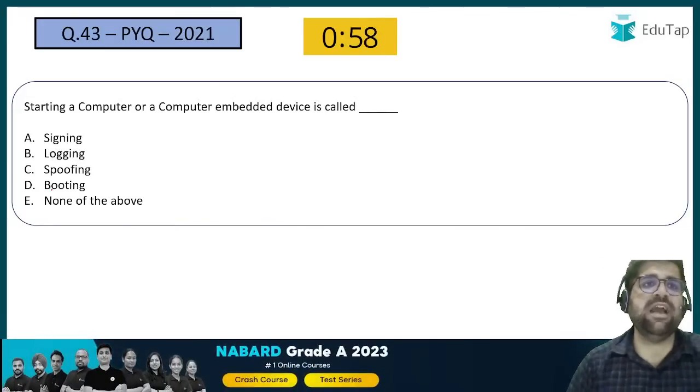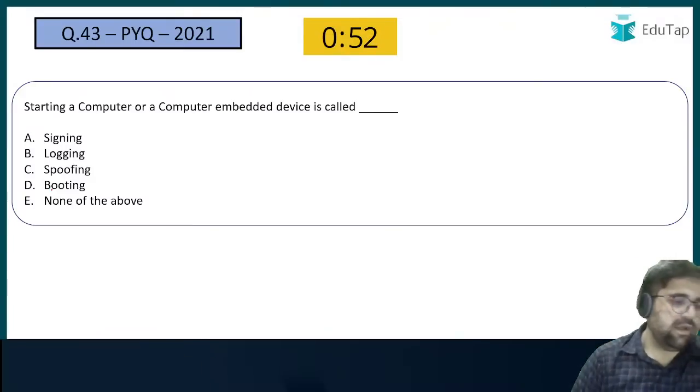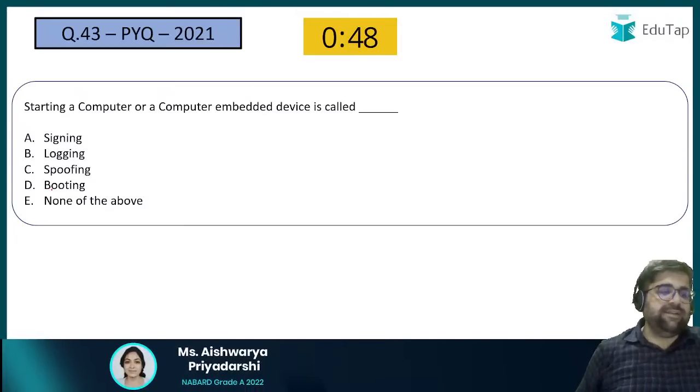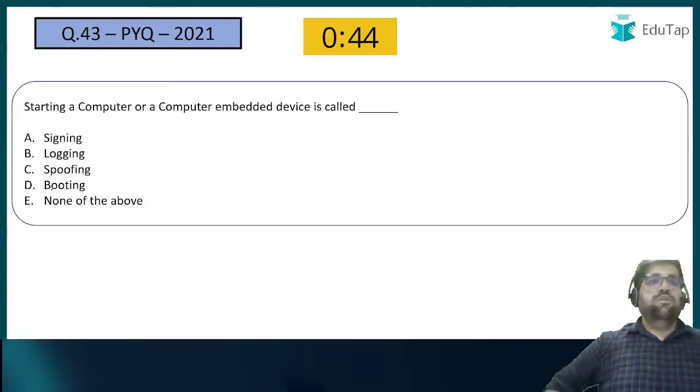Question number 43, again a previous year question. Starting a computer or a computer embedded device is called what? It is a very easy question, I would say. Question number 43.